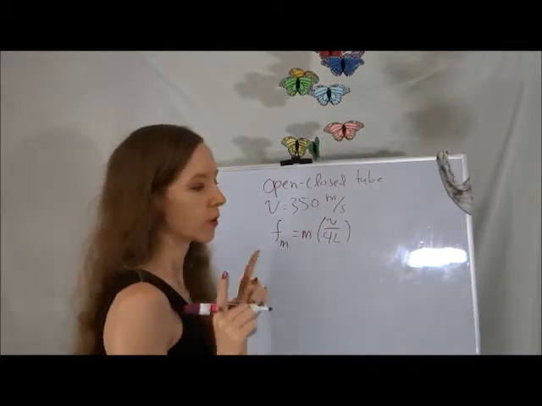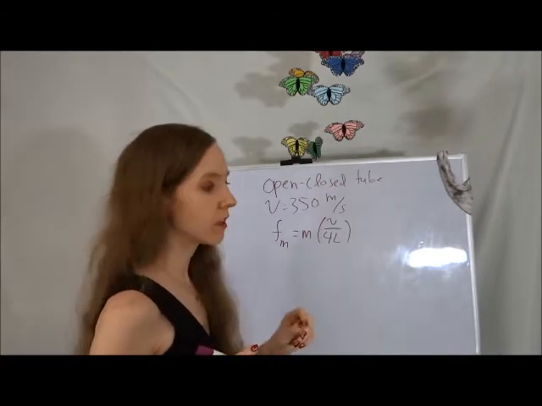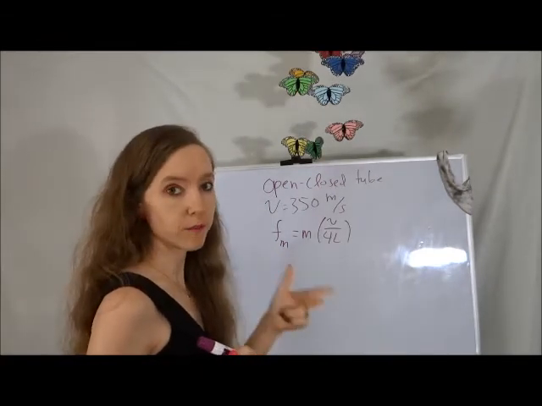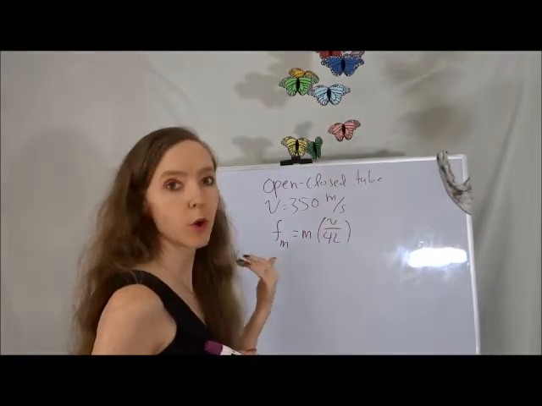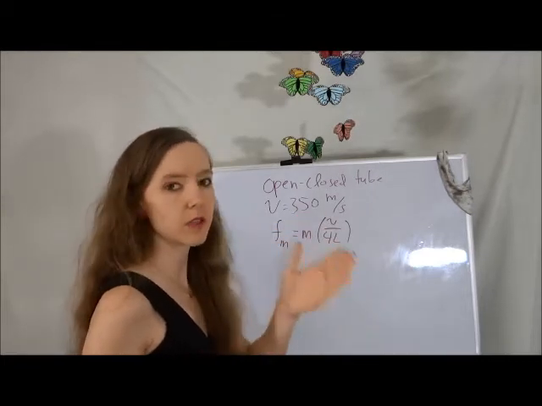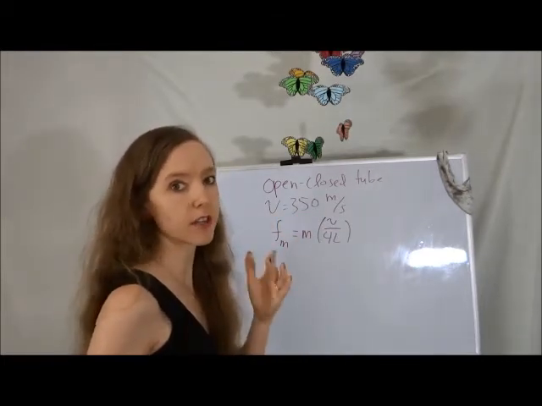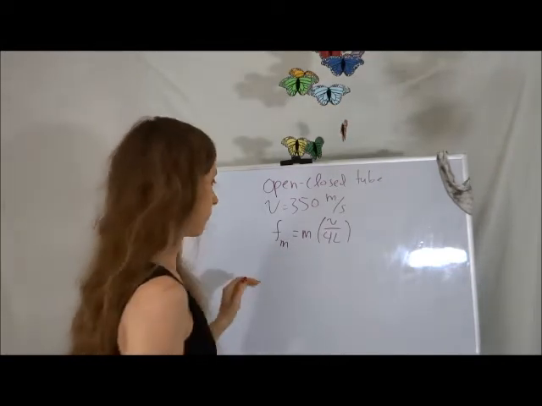Now the other thing to note about the open-closed tube is that the first 3 resonant frequencies are going to be modes 1, 3, and 5. A lot of people use 1, 2, and 3, which is what you would do for an open-open or closed-closed tube. But for open-closed, we don't have the even numbers, so we only have the odd numbers. So the first 3 resonant frequencies are going to be modes 1, 3, and 5.